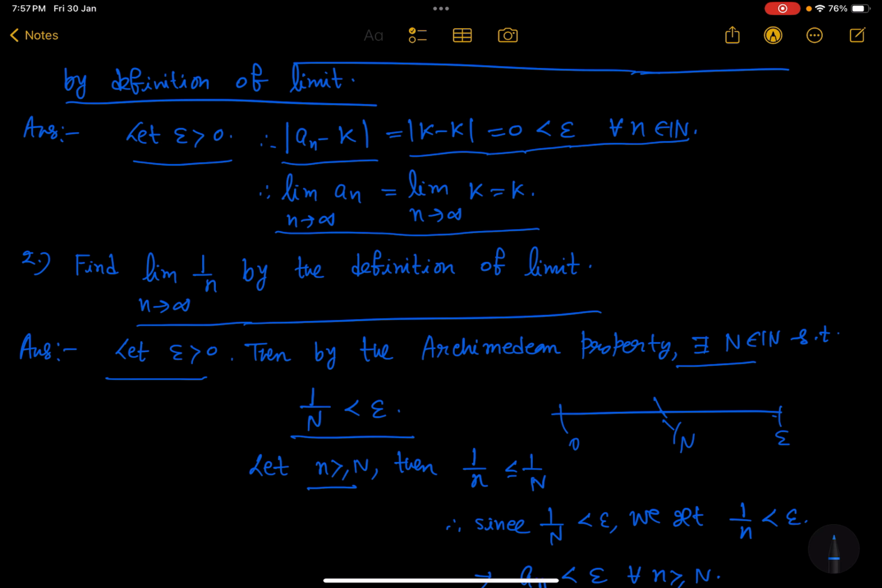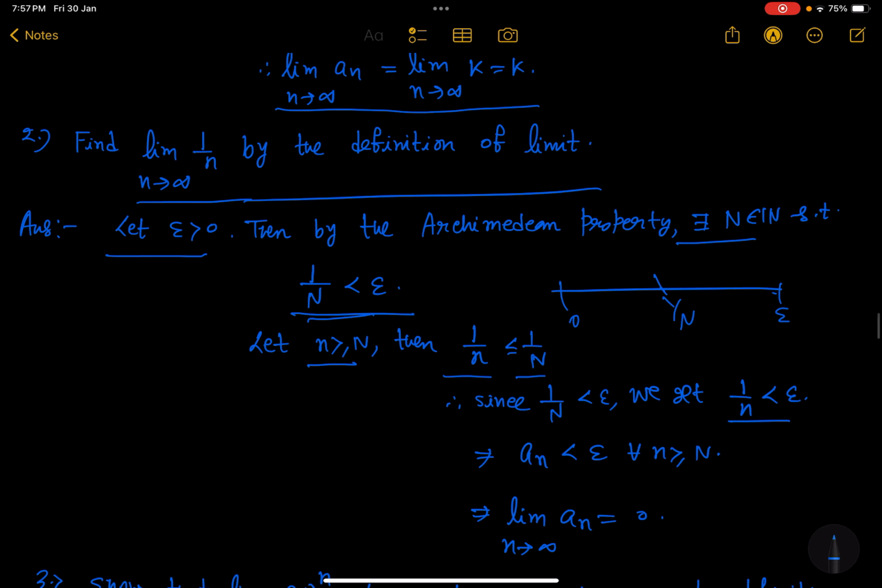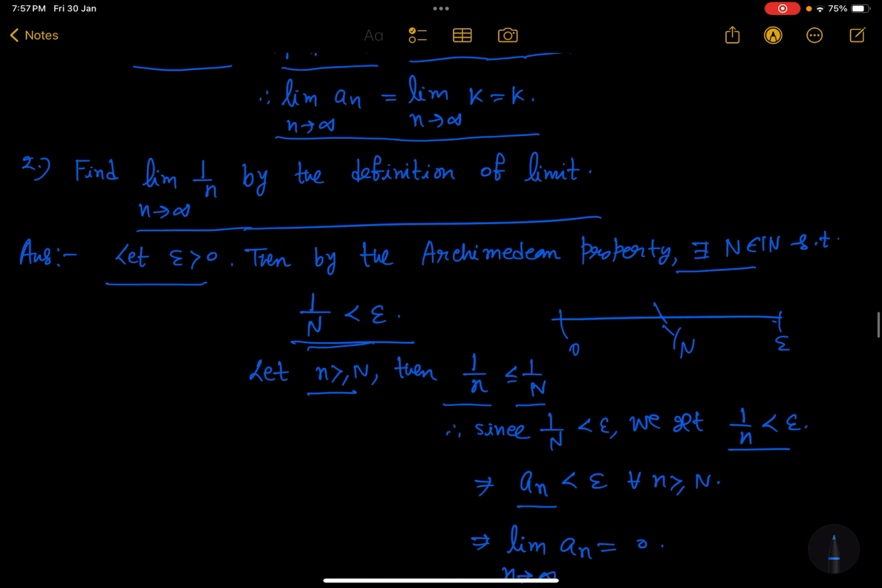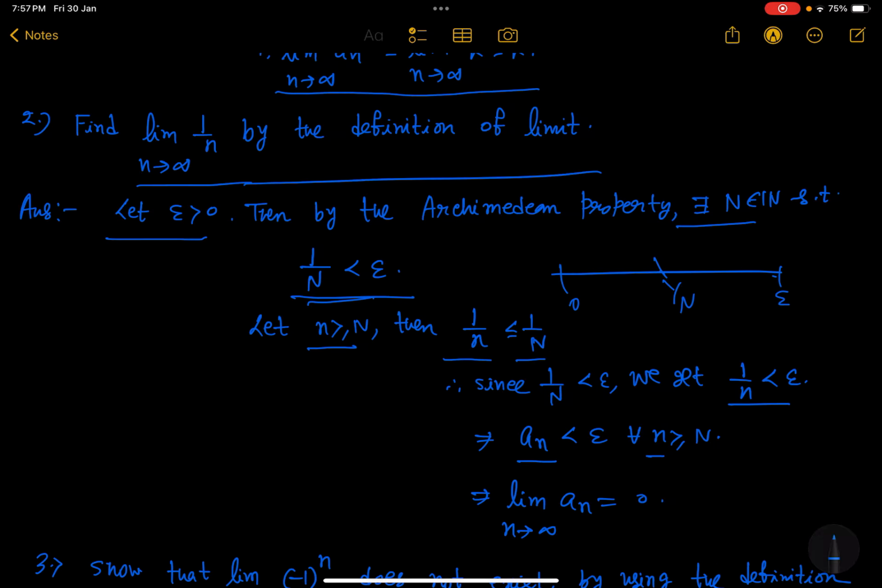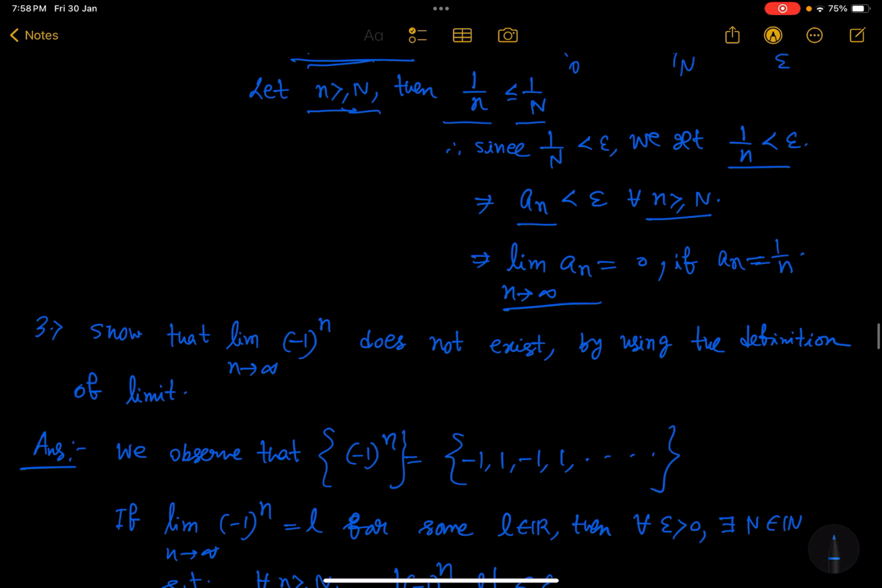Now let n be bigger than or equal to this same capital N, then 1 by small n is less than or equal to 1 by capital N. Now this is less than epsilon, so this gives that 1 by n is less than epsilon, and 1 by n is nothing but a_n. This is true for every n bigger than or equal to capital N, which implies that the limit of a_n is 0 if a_n equals 1 by n. So the limit of the sequence is 0.